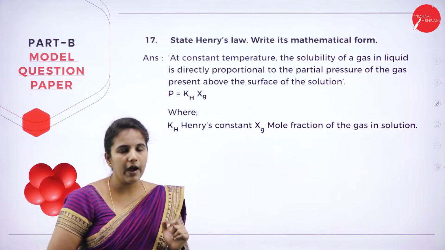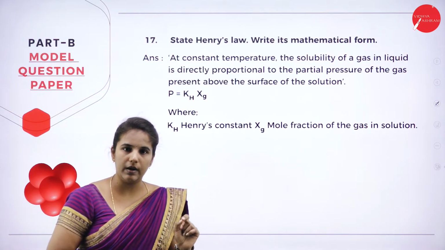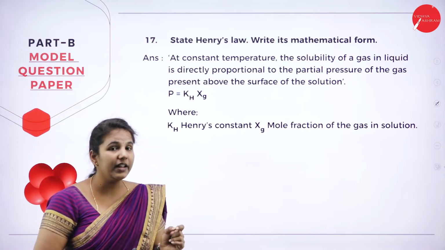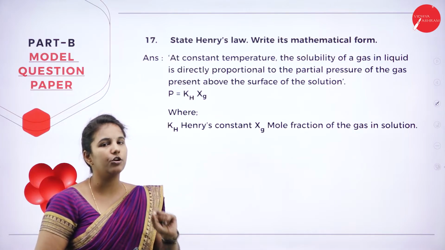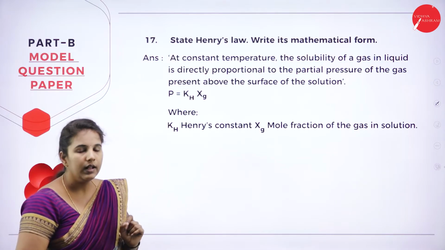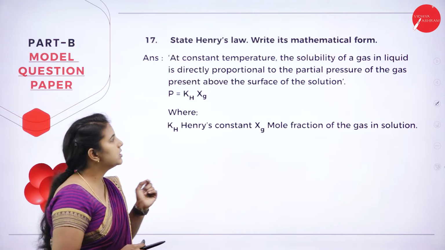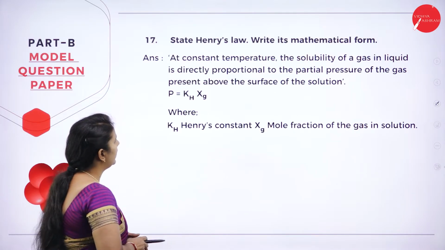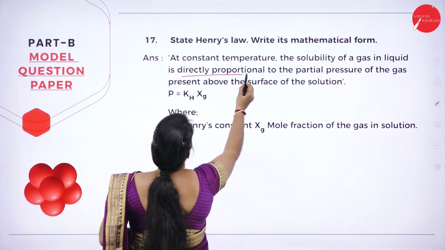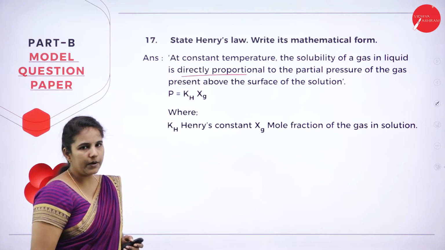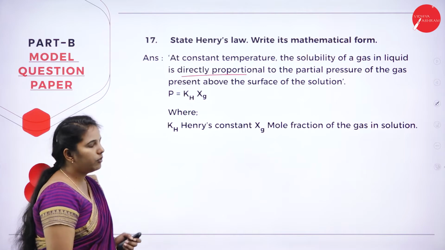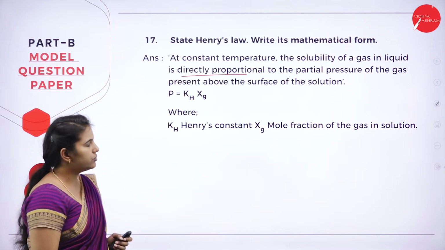Here, for defining Henry's law, you will get 1 mark, and for writing the mathematical form and explaining the terms, you will get 1 mark. Let's see how to define it. At a constant temperature, the solubility of a gas in a liquid is directly proportional to the partial pressure of the gas just above the surface of the solution.